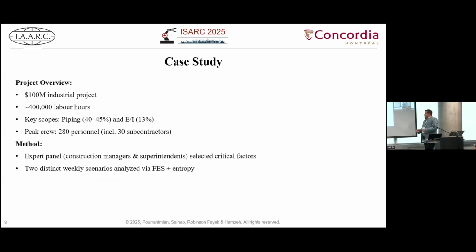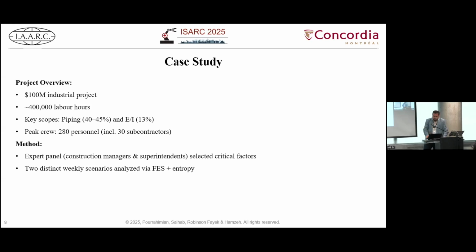For the case study, we looked at a $100 million industrial project. It has more than 400,000 labor hours, and the main scope was related to piping. It includes about 280 personnel in the peak crew. For our expert panel, only construction managers and superintendents were included in our survey.